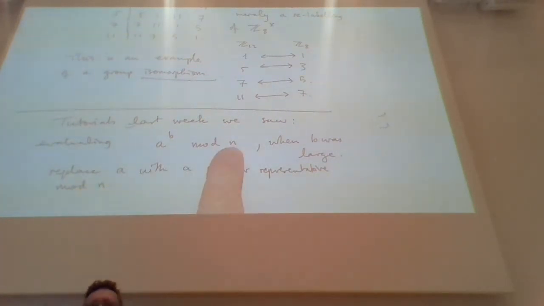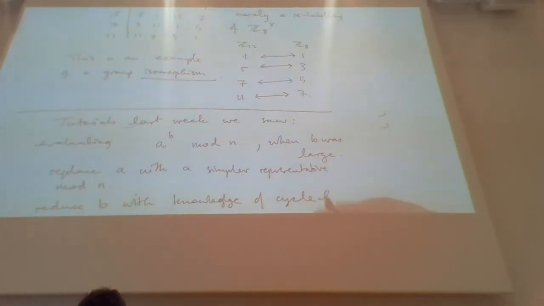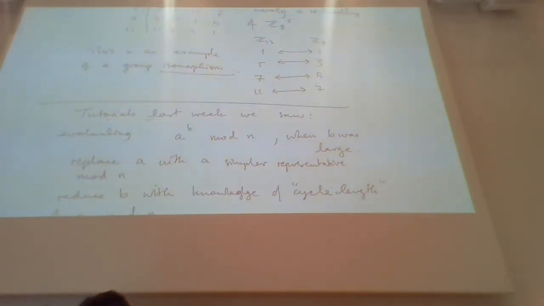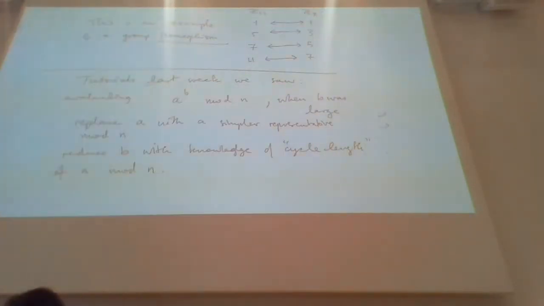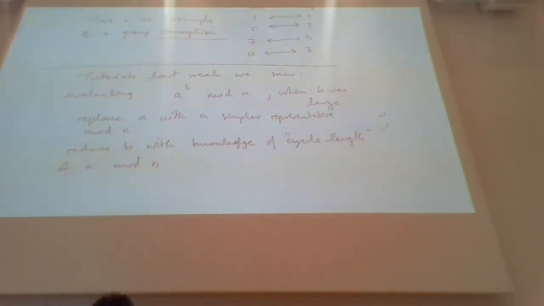So if a was a number bigger than n, we could quickly replace a with whatever small number it is congruent to modulo n. And we could reduce the exponent b with knowledge of the cycle type, what we call the cycle length of a mod n. So the cycle length of a mod n, so some of the examples we were doing were 2 to the power 50 mod 7.